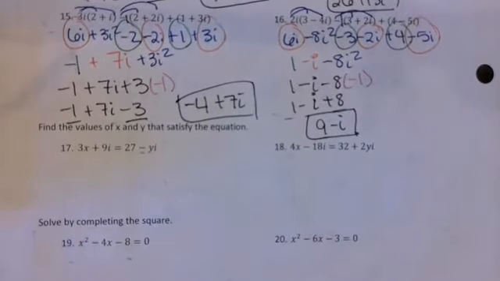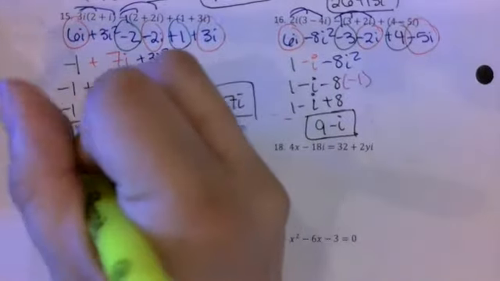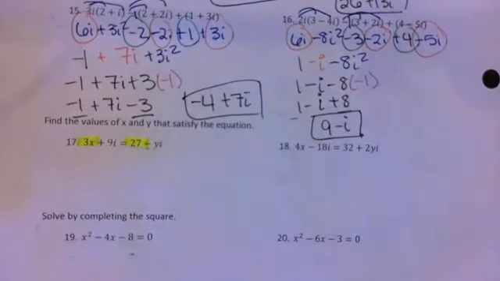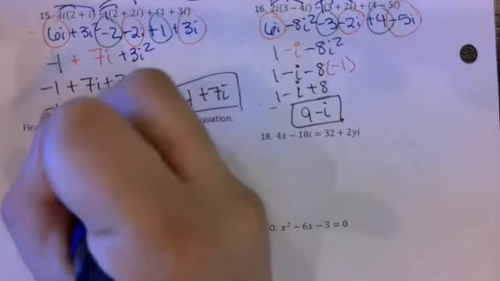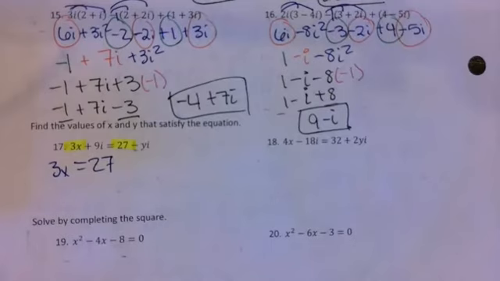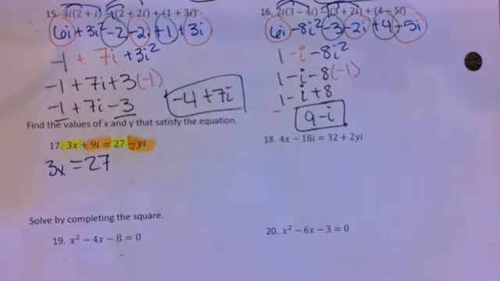Okay. Number 17 wants me to find the values of x and y that satisfy the equation. So what I do is I set my two real pieces equal to each other. So I have 3x and 27. Those are both real because they don't have any i's. So I have 3x equals 27. And then I'm going to set my two imaginary pieces, the parts with i's, equal. So I have 9i and negative yi.